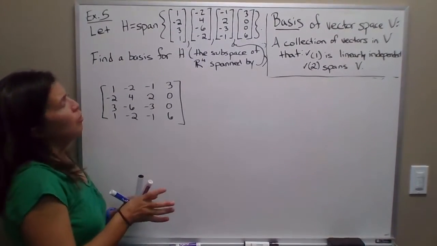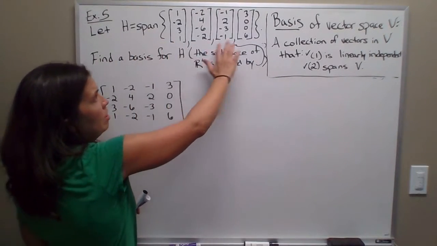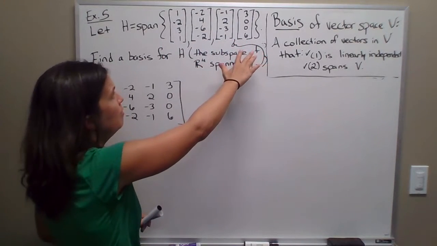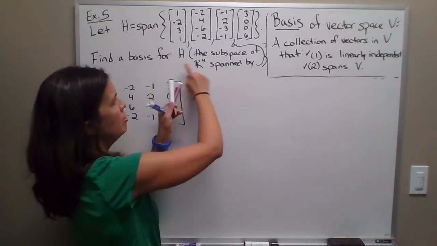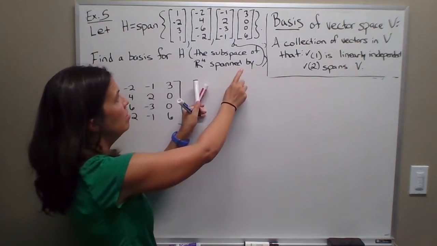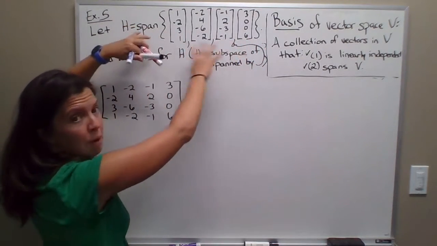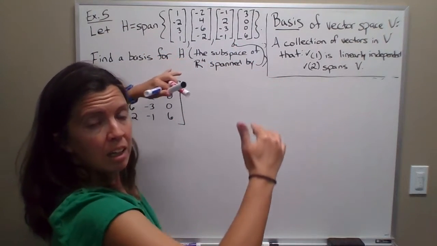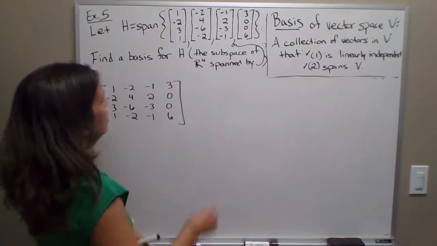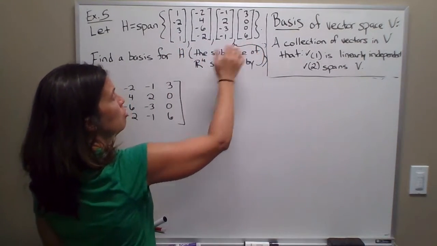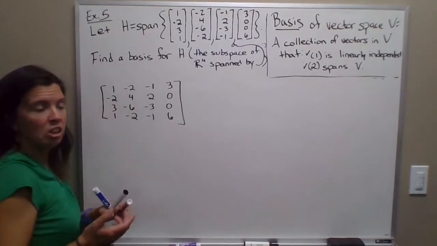So here's a similar question, part 2 of this video. Let H equal the span of these 4 vectors in R4. Find a basis for H. Another way we might refer to this set H, you'll see this in the homework, is we might call this the subspace of R4. Remember that if you're talking about a span of a collection of vectors, that's automatically a subspace of whatever vector space contains these vectors. So the subspace of R4 spanned by these vectors. That's another way to think about what we're calling H here.